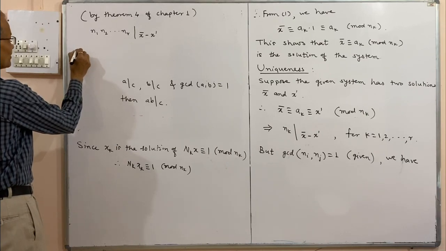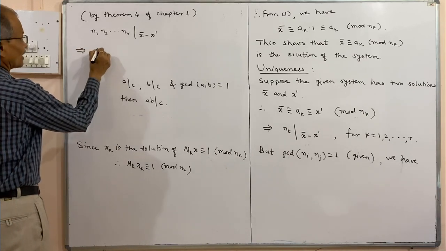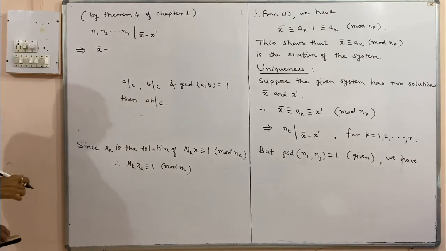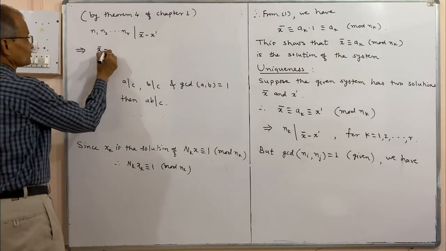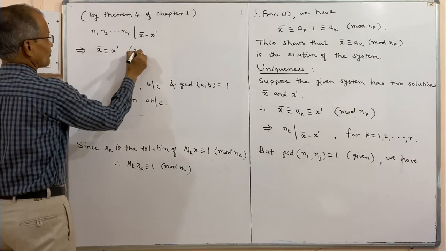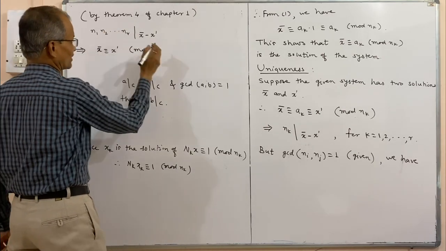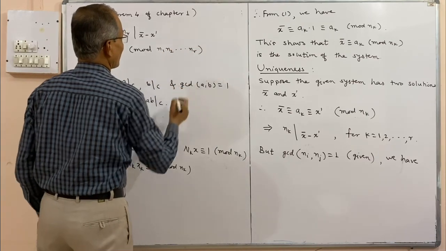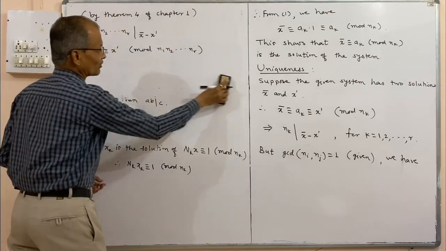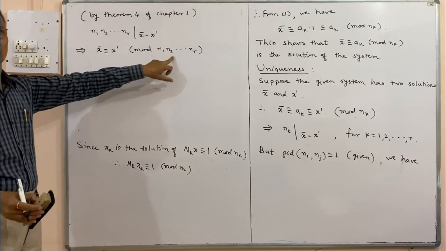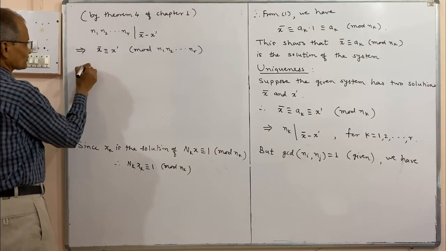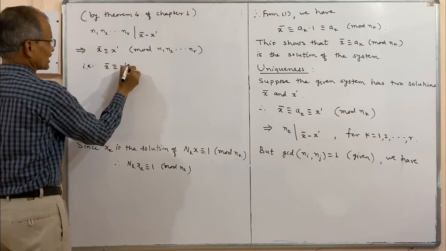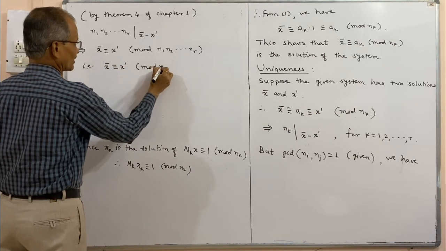So thus this implies x bar is congruent to x dash modulo this number N1, N2 up to Nr. And this is what we wanted to prove. And we have denoted this product by N, so x bar is congruent to x dash modulo N.